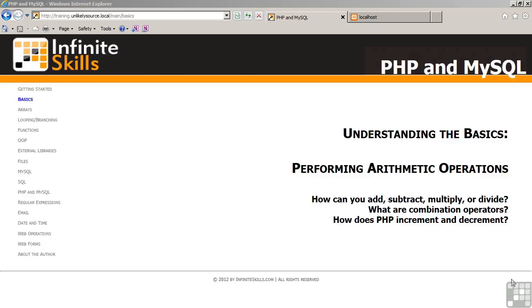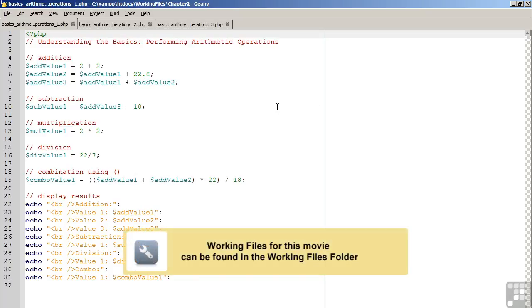This lesson will cover performing arithmetic operations. The topics will include how can you add, subtract, multiply, or divide, what are combination operators, and how does PHP increment and decrement.